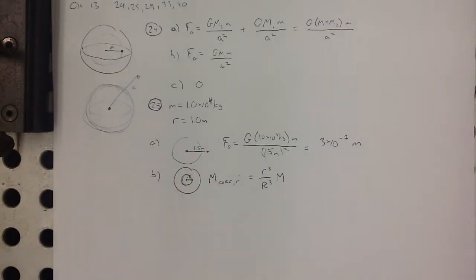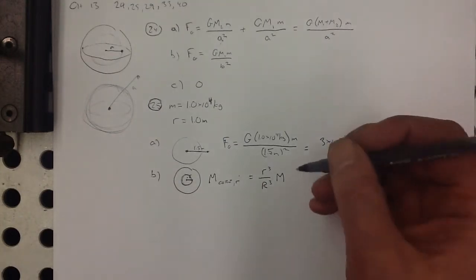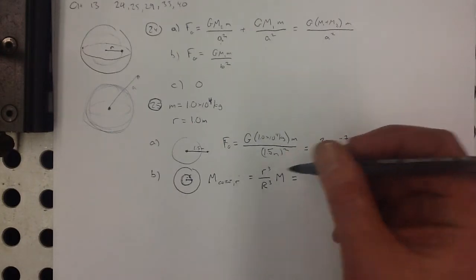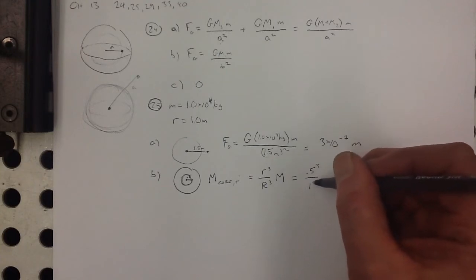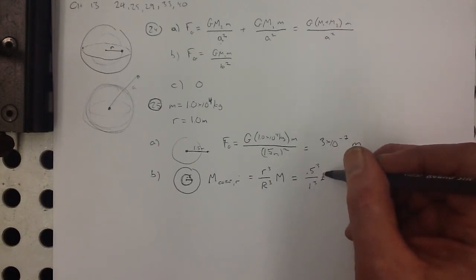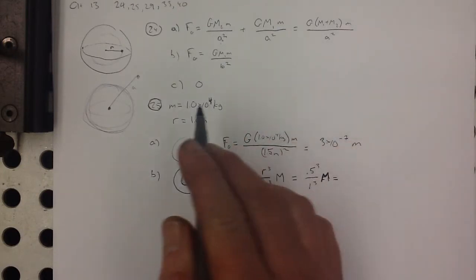And it's because this is a linear measurement, and I think you probably remember from geometry class that when you blow things up or shrink them down by a scale factor, if they're two-dimensional, you have to square the scale factor, and if they're three-dimensional, you have to cube the scale factor. So that's what's happening here. So that means my mass here, I have 0.5 cubed over 1 cubed times the whole mass. That's 1/8 of the mass.